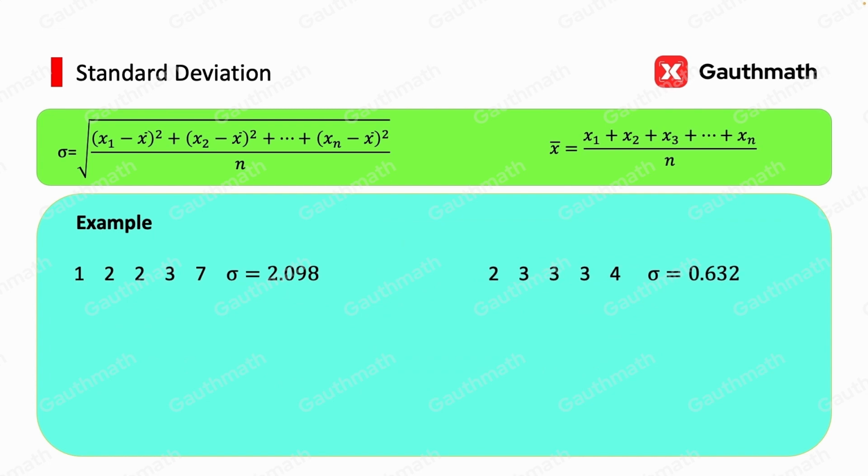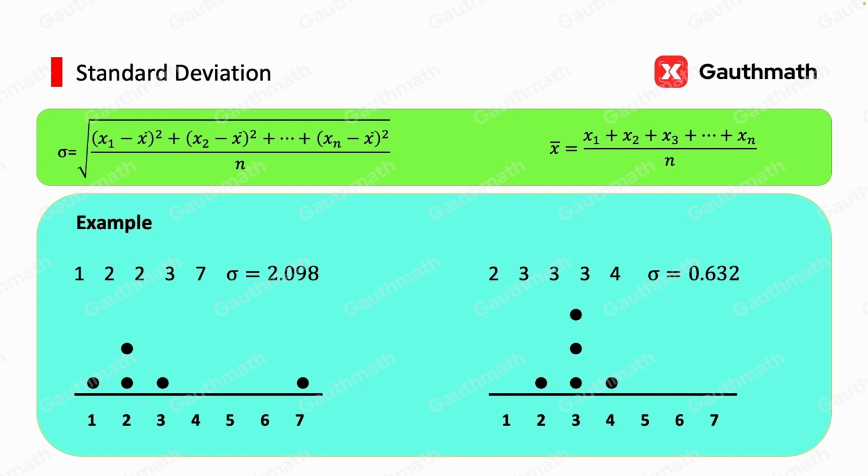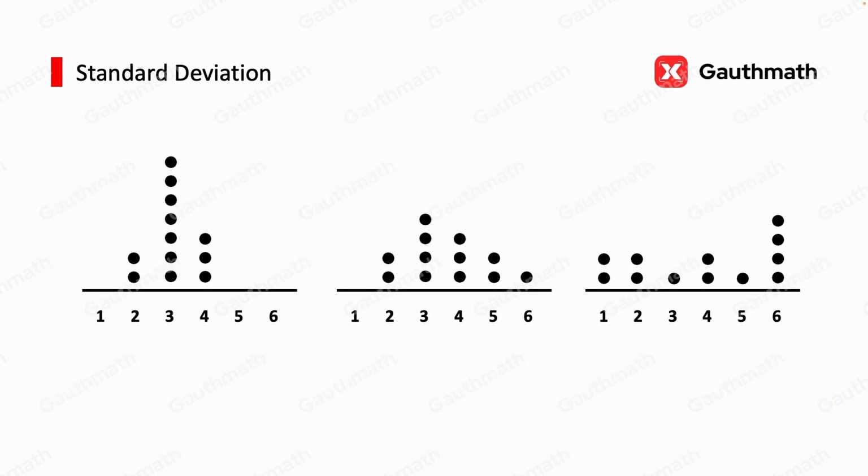Here is a graphical demonstration of our two sets of data. Notice that the data points on the first graph are more spread out than the data points on the second graph. So we can say that the first set of data has a larger standard deviation than the second set of data. Which means to compare standard deviation graphically, we don't need to do any actual calculations. We can just think about how spread out the data points are on each graph.